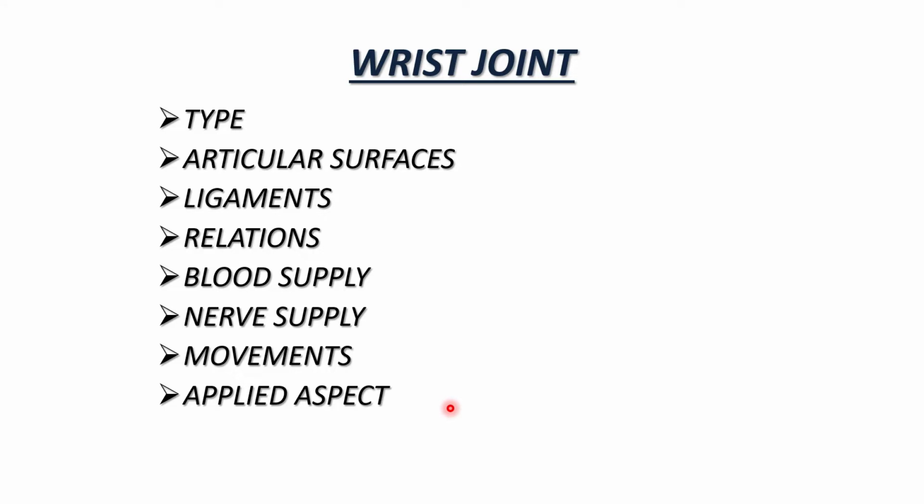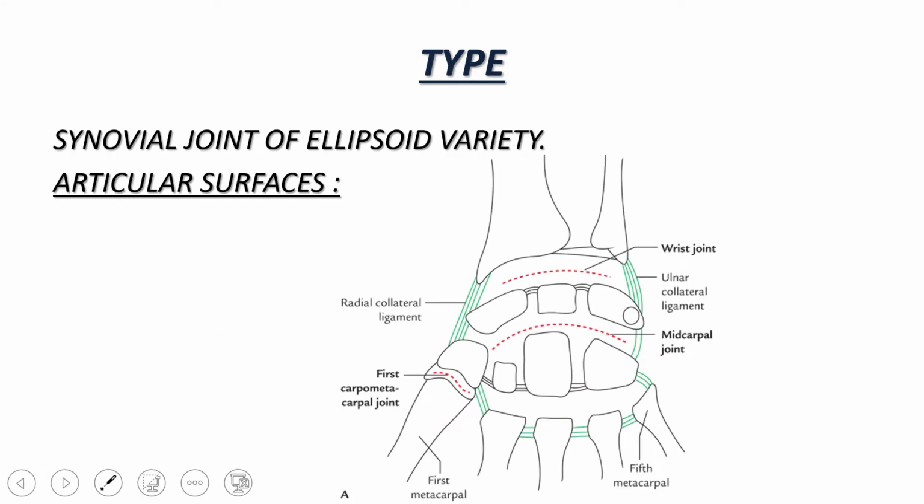To begin with, the type of the wrist joint. This wrist joint or the radiocarpal joint is the ellipsoid variety of the synovial joint. So this is about the type of the joint. Moving on to the articular surfaces of the joint.